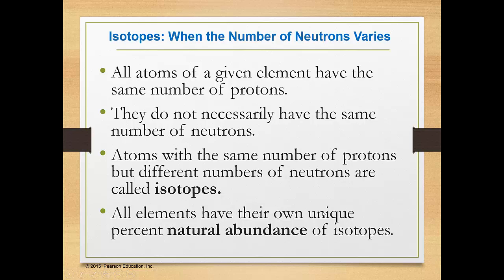Now the interesting thing about this is that every element has its own unique percent of what we call the natural abundance of isotopes. So there's a certain number of isotopes, and that varies. Some elements will only have 2 or 3. Some of them may have 4 or 5 or possibly more. But it is unique to that particular element. And the number of isotopes that you have and the abundance of those isotopes are what define what we call the atomic mass of that element.